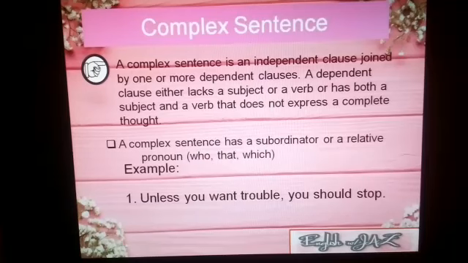For example, unless you want trouble, you should stop. In this sentence, we have one independent clause and one dependent clause. And we have a subordinator, which is the word unless. Our dependent clause starts with our subordinator, unless you want trouble, and our independent clause is you should stop. Reminder: whenever you start your sentence with a dependent clause, always use a comma before the independent clause.